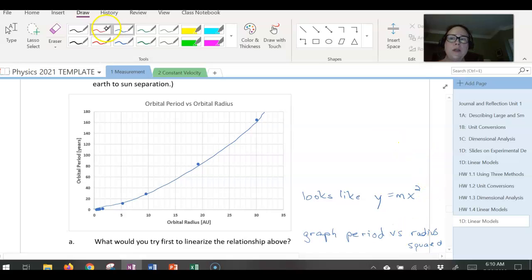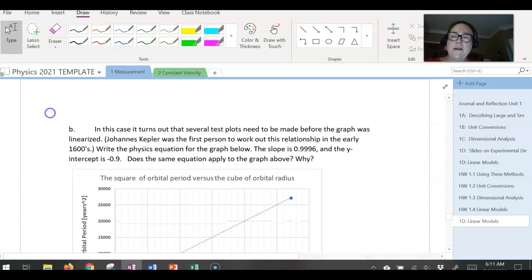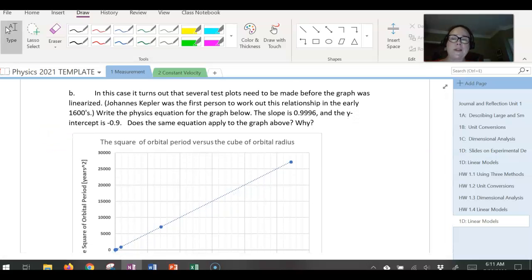And so I'm going to square my x, which in this case is the orbital radius. I'm going to square the orbital radius. So actually, this relationship and this data is well known, and this did not work. Squaring the orbital radius did not result in a linear graph. And that happens sometimes. You go by the shape of the graph and you say, well, it looks like this, and that tells you what to try. But in this particular case, it's a famous example, and several tries were needed to actually make the graph linear.